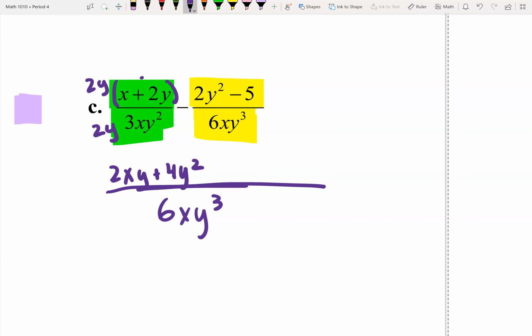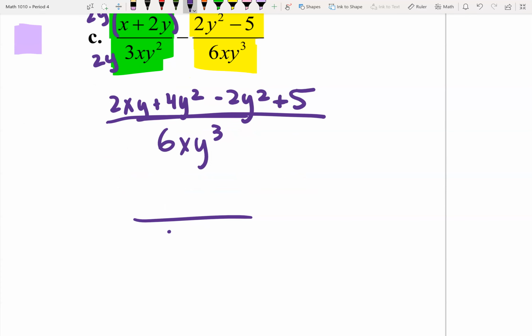Okay. Negative 2y to the second minus 5. Is that right? That's wrong. And that's the biggest mistake that people make. They don't change the signs of both of them. Who says I understand that? Okay, wonderful. Okay, so the bottom is 6xy to the third. 4y squared minus 2y squared is 2y squared plus 2xy plus 5.